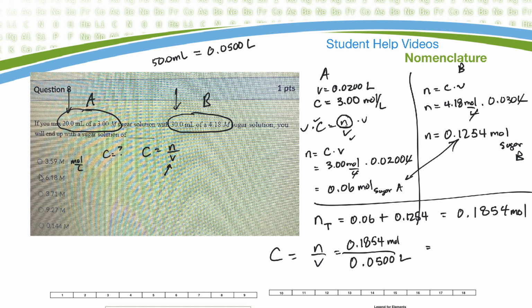So I'm taking 0.1854, dividing it by 0.05. That comes out to 3.708 moles per liter. For sig figs, I have to go with 3 sig figs. So 3.71 moles per liter, or molar, right there. Okay, hopefully that helps you with that question.